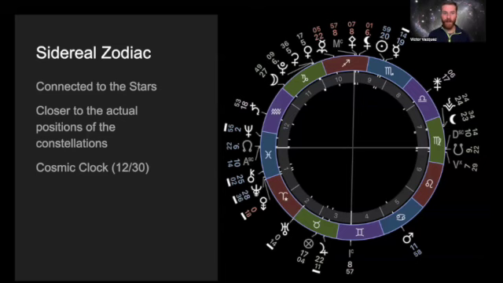And this is also a cosmic clock, like we discussed in the tropical zodiac. So it's also 12 signs, and each sign 30 degrees. So it's also a perfect circle divided in 12 signs of 30 degrees each, making the 360 degrees of the circle, and having this sidereal cosmic clock.